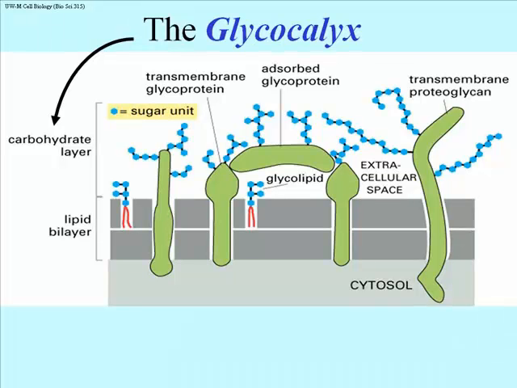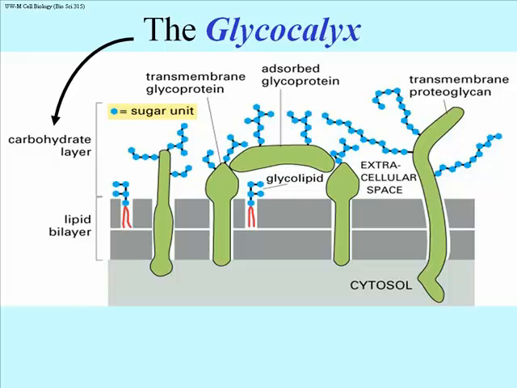There are also adsorbed glycoproteins that are considered part of the glycocalyx. The adsorbed proteins are not covalently linked and are more easily removed from cell membranes, for example, by heating them a little bit to increase thermal motion. But most of the sugars and proteins are covalently linked to proteins embedded in the membrane, transmembrane proteins.